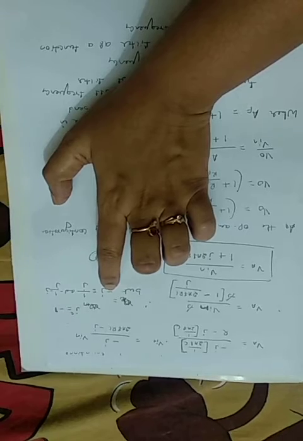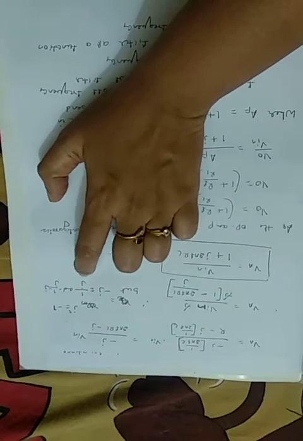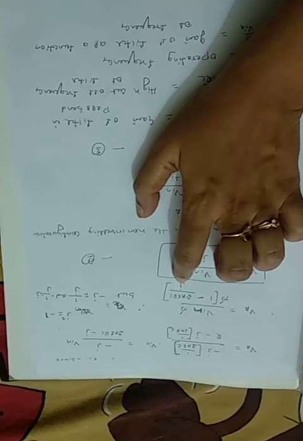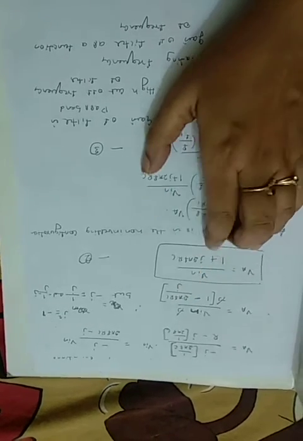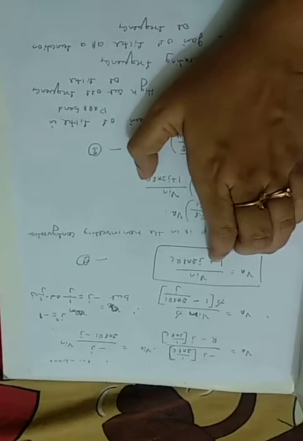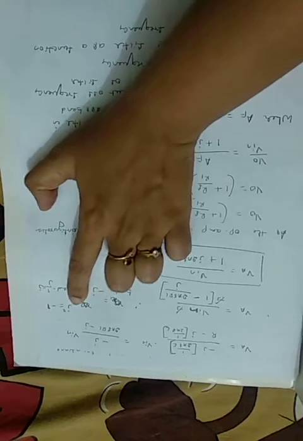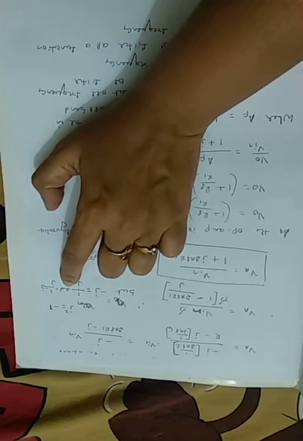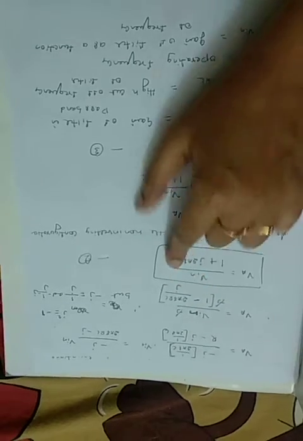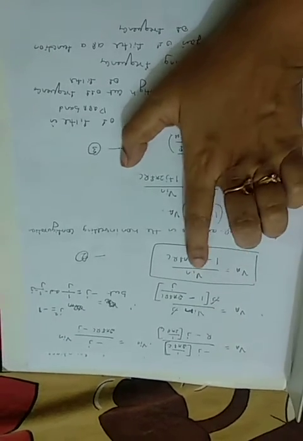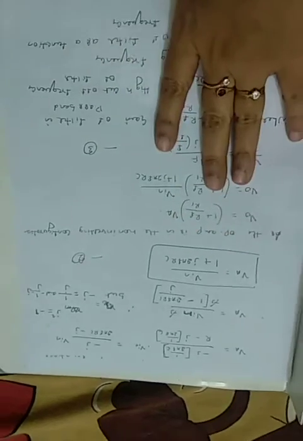Since minus j is equal to 1 by j, minus 1 by j is equal to j. So here minus 1 by j is there, and I am replacing it by plus j. So this will become Vin divided by 1 plus j 2 pi FRC. I will repeat again: j square is equal to minus 1, so minus j will be 1 by j, and minus 1 by j will be j. So this minus 1 by j I am replacing by plus j. So this equation becomes VA is equal to Vin divided by 1 plus j 2 pi FRC.